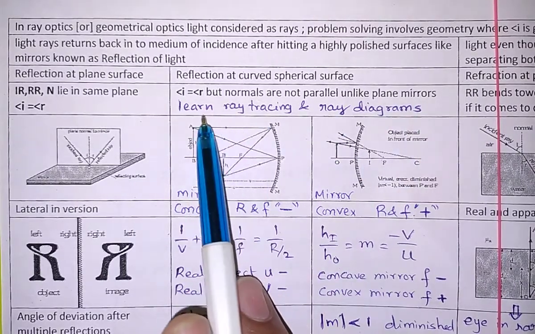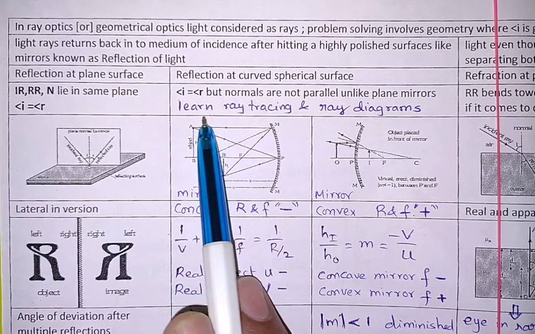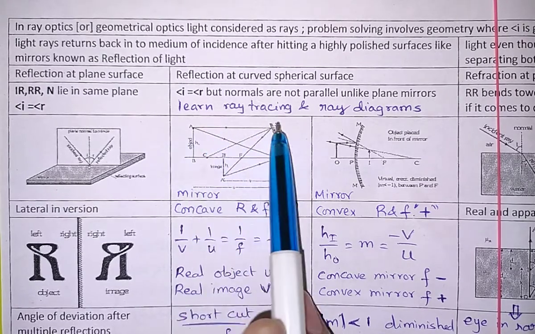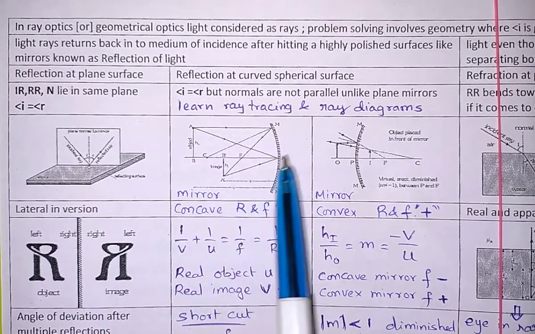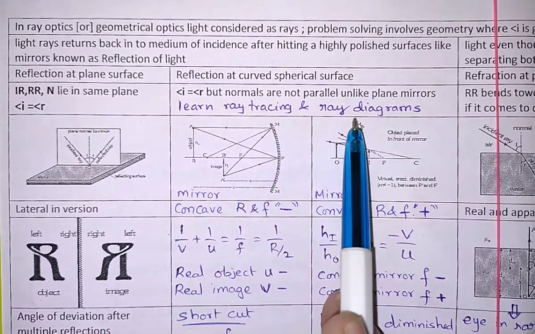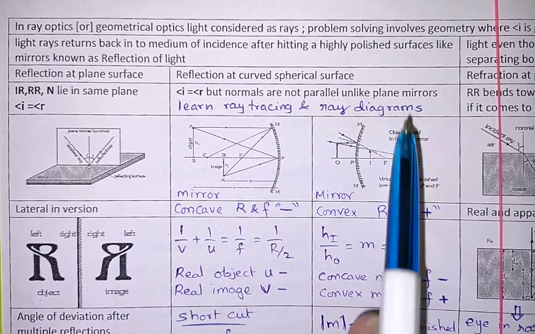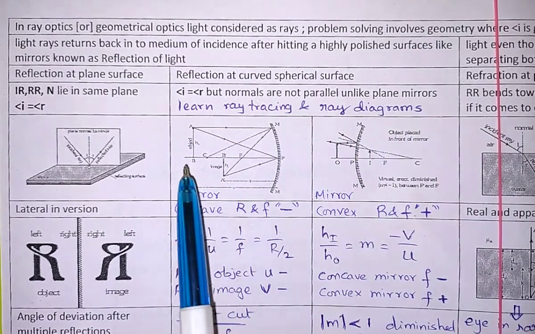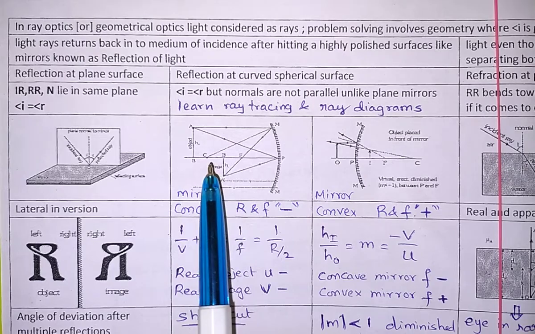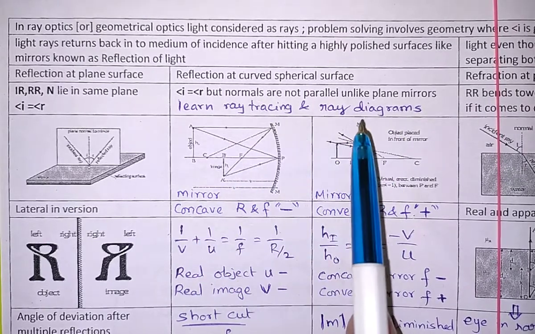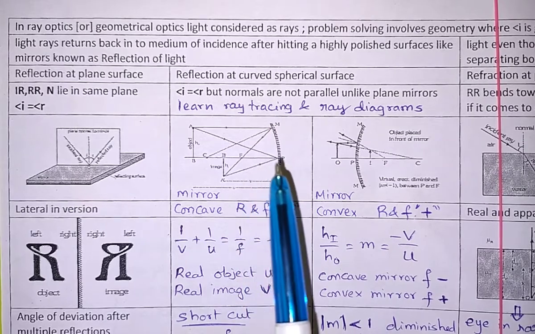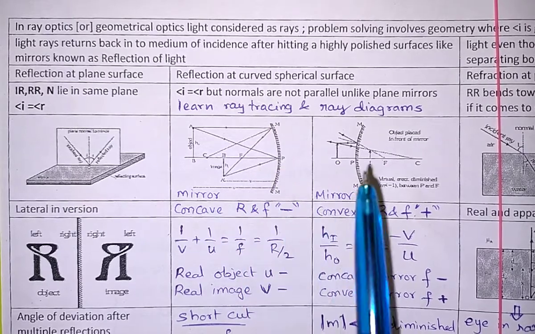So we need to learn a simplified version called ray tracing, that is, when a ray comes parallel to the principal axis, it passes through the focus, and when a ray is incident on the pole it makes equal angles. These are all things you learnt in 10th class, you need to learn it again. So ray diagrams: when the object is at infinity, where is the image formed; when the object is at the center of curvature, where is the image formed. Once you learn ray tracing and ray diagrams, then we can do problems involving spherical mirrors.